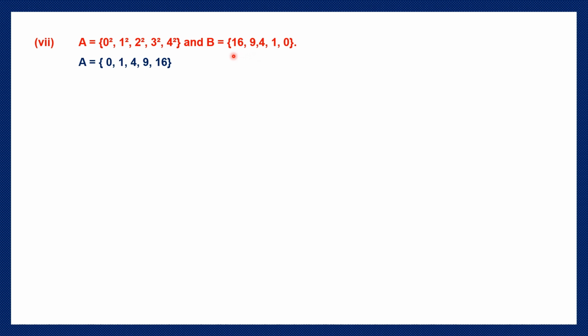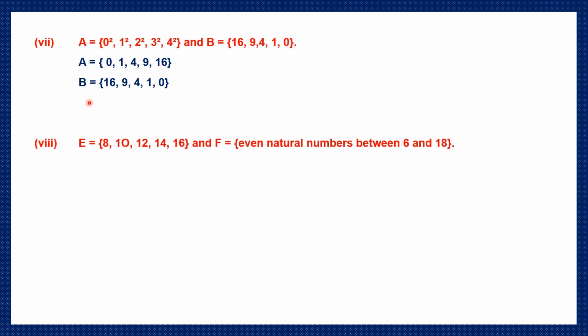And in set B, we have these numbers: 16, 9, 4, 1, 0. If you look carefully, we have the same elements: 0, 1, 4, 9 and 16. The elements are the same. So when elements are the same, we call them equal sets, as both have the same elements. And we can also call them equivalent because they have the same number of elements.